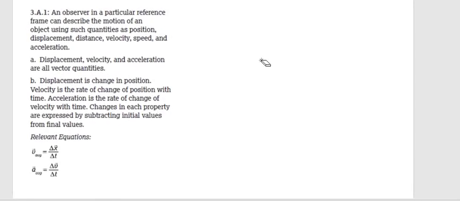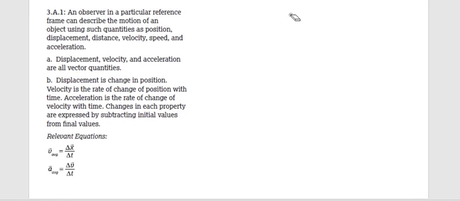Okay, so while I know we're doing mainly dynamics of energy right now, this seemed important for what y'all are doing, so I want to explain it really quickly. Basically, it's 3A1. It's one of the first ones under kinematics. An observer in a particular reference frame can describe the motion of an object using quantities, remember measurable quantities, such as position, displacement, distance, velocity, speed, and acceleration.